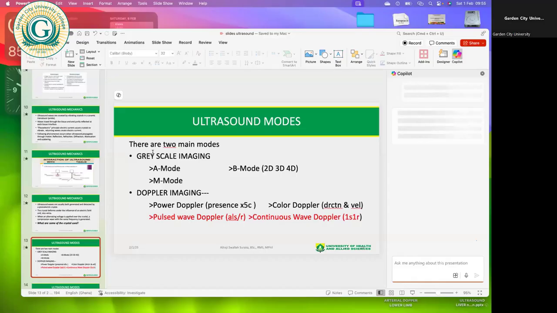The first one is the A mode. The A mode is the very first way by which ultrasound images were interpreted. When ultrasound was invented and became a diagnostic tool, we commenced its usage in the form of A mode. A mode is still being used today.